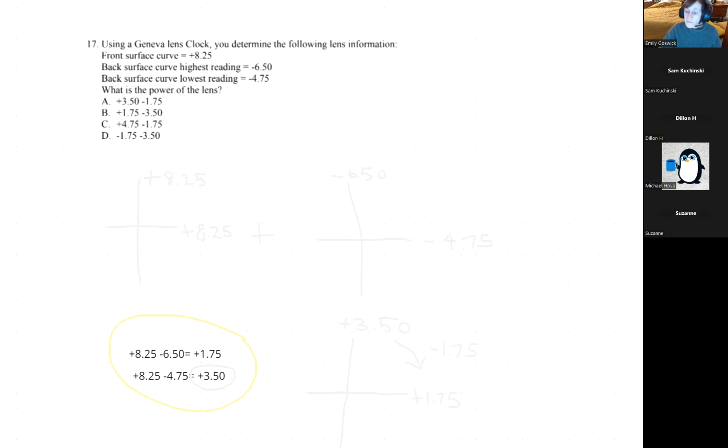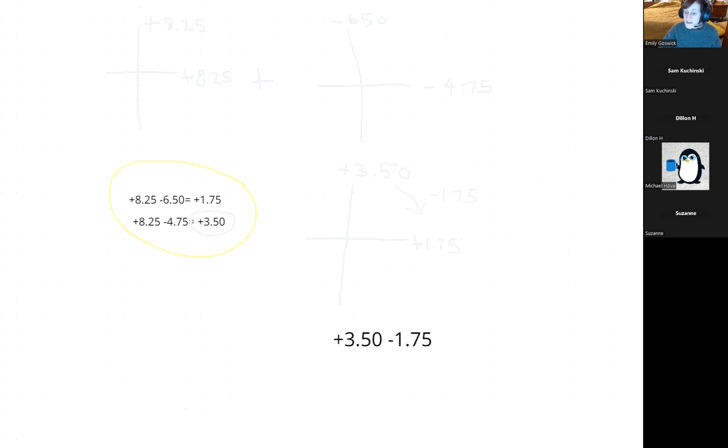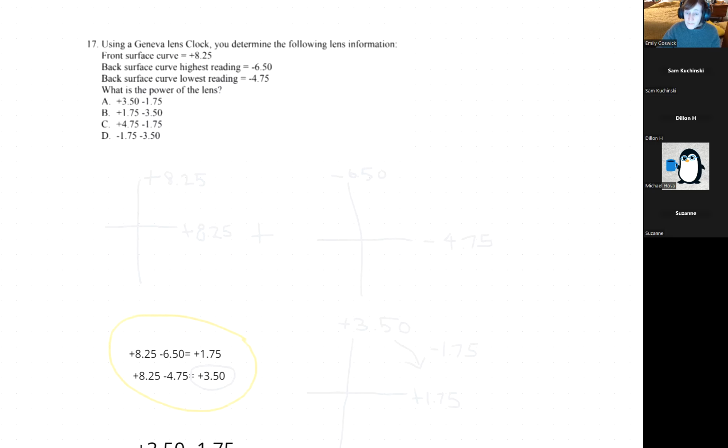But basically what this would say is this is the actual prescription, right? So long story short, these numbers basically mean the same thing as this prescription. This is just how we notate that in optometry. So if I go back to the question here, it's going to be A. It's going to be the plus 350 minus 175.